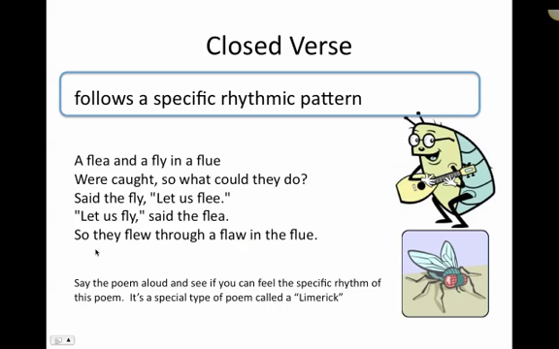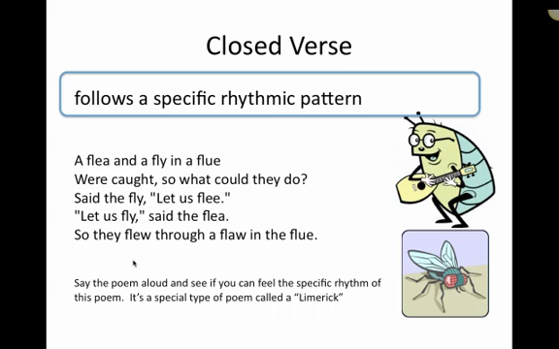Now, closed verse is a poem that follows a specific rhythmic pattern. So I used a poem here that's called a limerick, and limericks have a very special rhythm that you might recognize. So let me read it aloud, and as you listen to it, you can see if you can feel the rhythm of the poem.